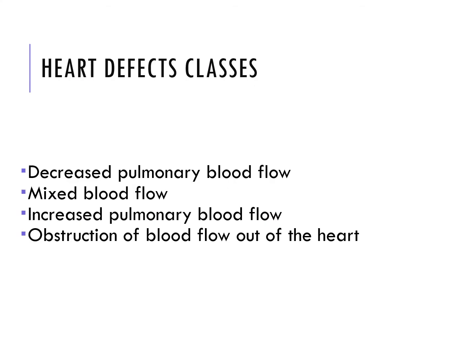There are 4 different types of heart defects. So there's 4 different classes. The first is decreased pulmonary blood flow. This is when blood shunts right to left. Mixed blood flow is when blood mixes. Increased pulmonary blood flow: blood shunts left to right in the ventricles or the aorta, which means the blood's going back to the lungs. And then there's obstructive defects, an obstruction of blood out of the heart. Those are the 4 different classes.